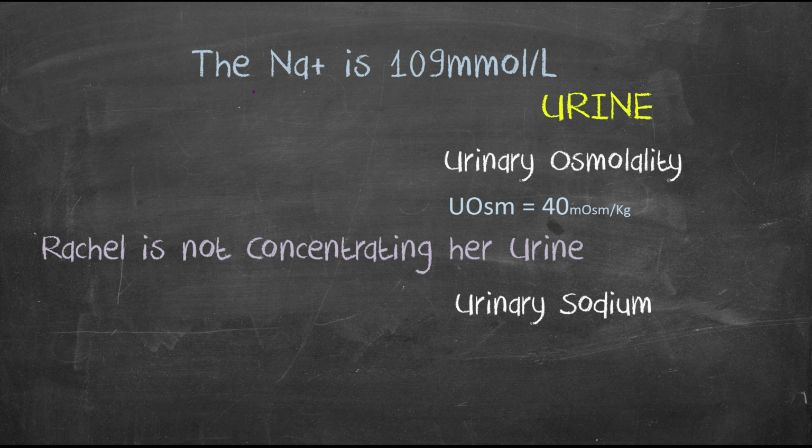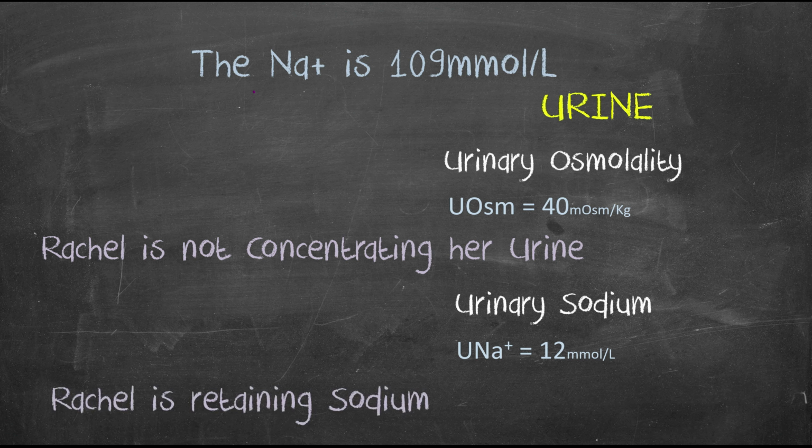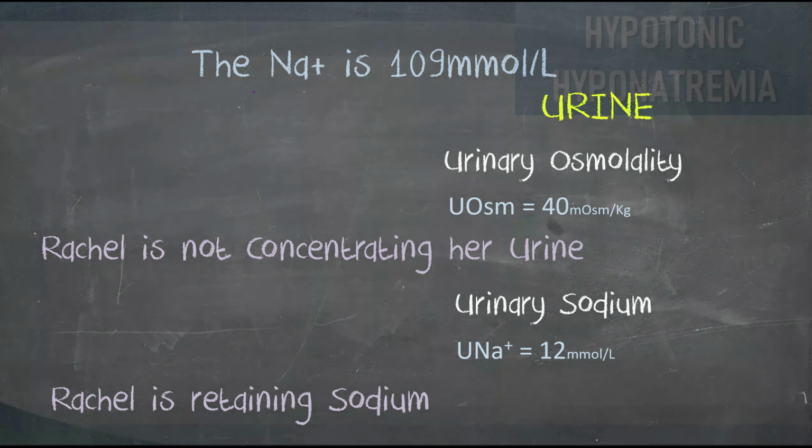What else can we look at? We can look at her urinary sodium. In this case, her urinary sodium is 12 millimoles per litre. That means that the amount of sodium in her urine is very, very low, so she's retaining sodium. So Rachel is not concentrating her urine, but she's retaining sodium, and her plasma sodium is very low.